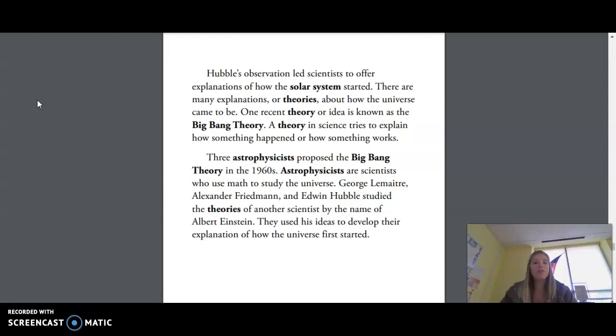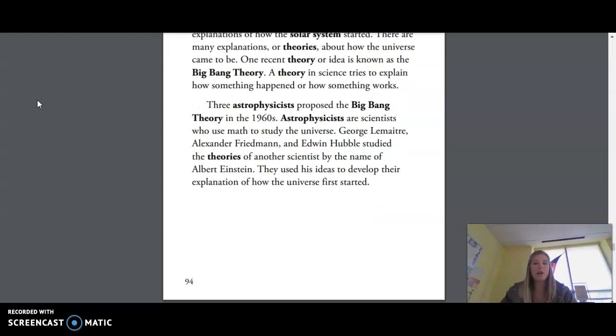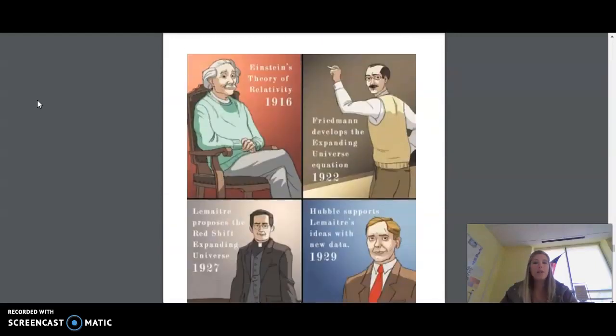A theory in science tries to explain how something happened or how something works. Three astrophysicists proposed the Big Bang Theory in the 1960s. Astrophysicists are scientists who use math to study the universe. George Lemaitre, Alexander Friedman, and Edwin Hubble studied the theories of another scientist by the name of Albert Einstein. They used his ideas to develop their explanation of how the universe first started. This is Einstein, this is Friedman, this is Lemaitre, and this is Hubble.